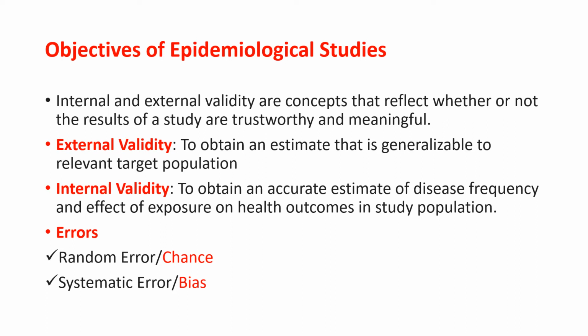That is called chance. The systematic error is due to the error in the different parts of the study, be it in its design stage, be it in the analysis stage, and can be of different types. It is popularly known as the bias, which we will discuss at length. Now let us look at the different epidemiologic studies.